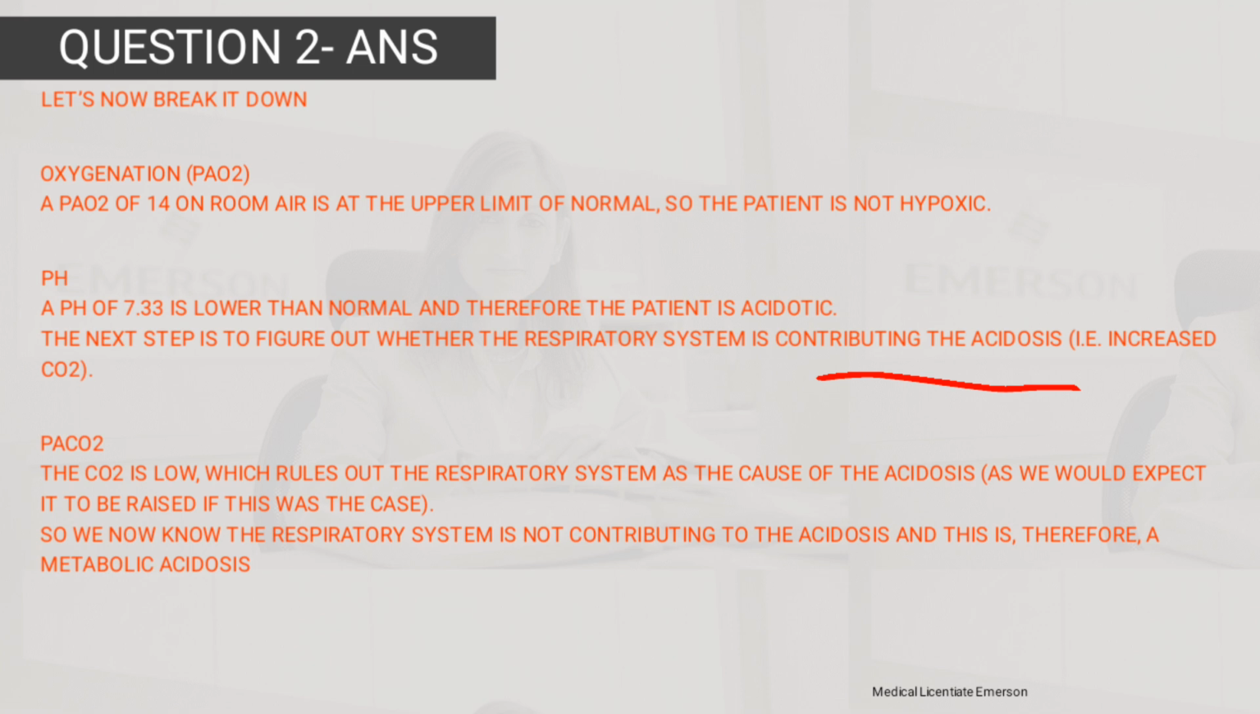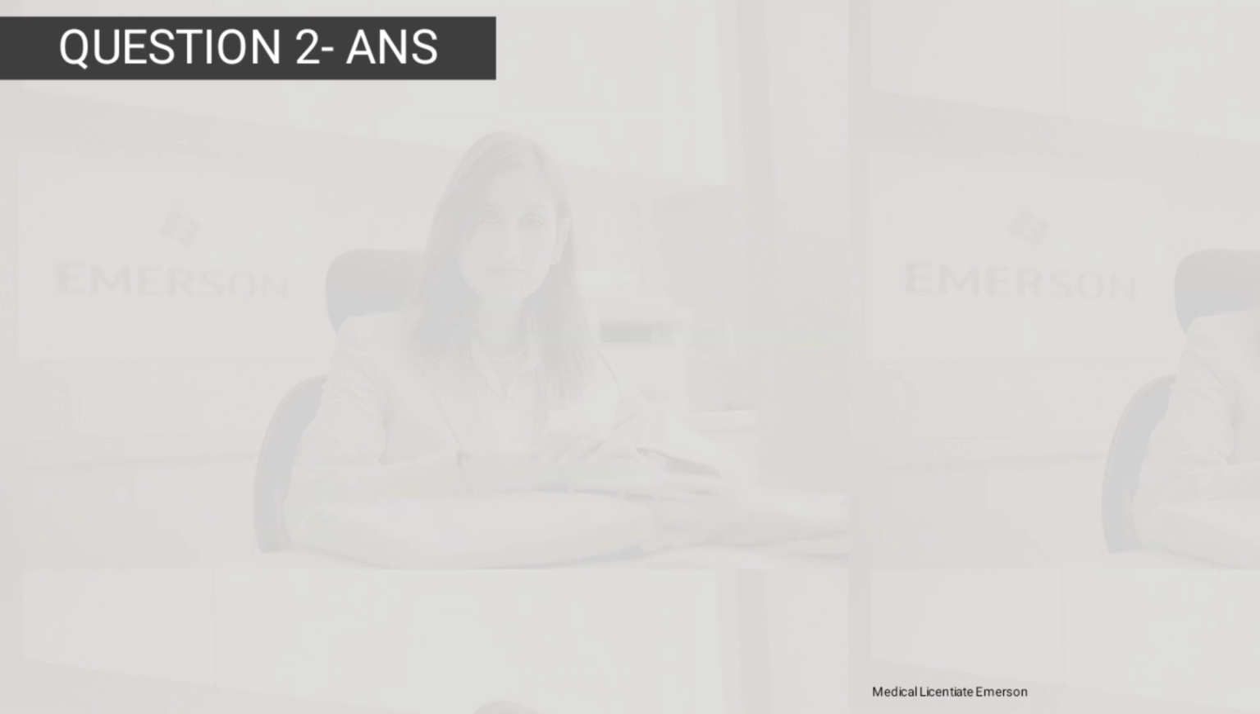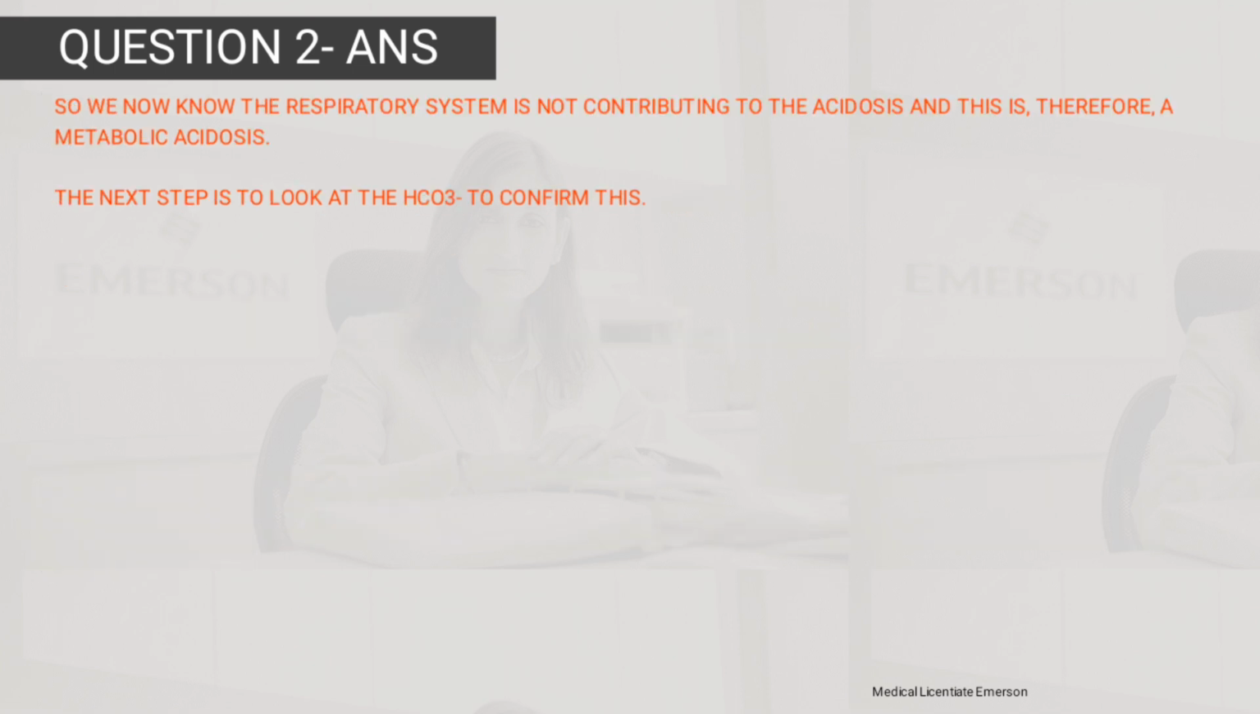But in our case it is low, so meaning it's not contributing to the acidosis. So we now know the respiratory system is not contributing to the acidosis, and this is therefore metabolic acidosis. Okay, so how do we move on, since we now know that the respiratory system is not contributing to the acidosis, and this is therefore a metabolic acidosis?